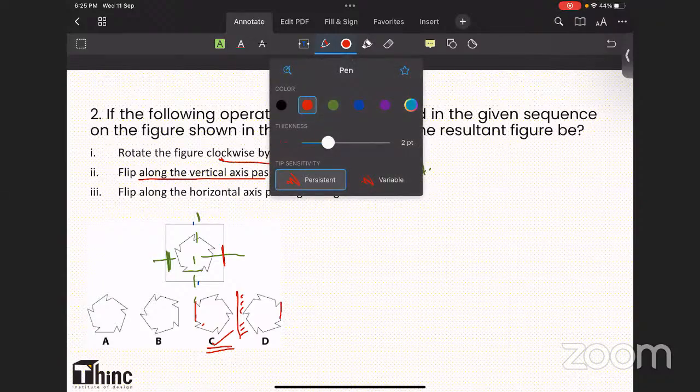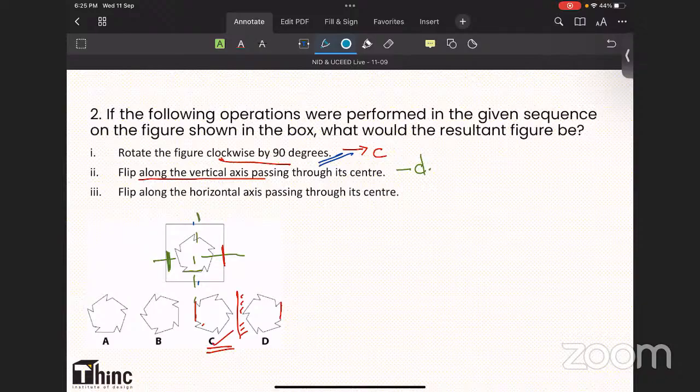So over here, next we are looking for a flip in this way, because for option D we need a horizontal flip. So how will a horizontal flip happen here?